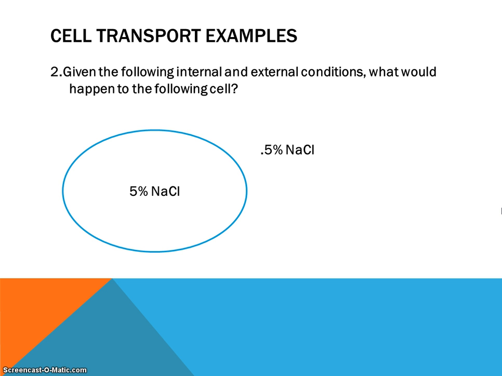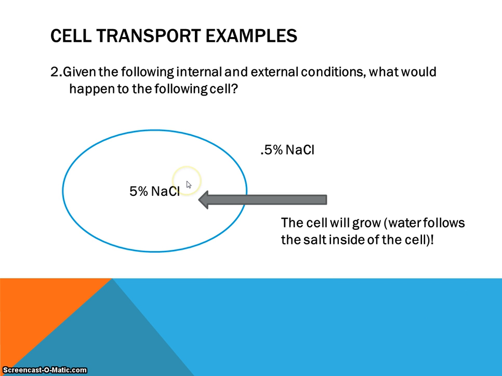But remember, I gave you a little bit of a cheat. Water follows salt. This water is going to go where there's more salt because it wants to dilute things. So where do we have more salt? We have 5% salt on the inside of the cell and 0.5 on the outside. There's more salt inside the cell. The water's going to follow that. So the water is going to go inside of the cell to try to dilute this out, make it less salty. Where there's more salt, there's less water. So the water's got to go in to balance that out.